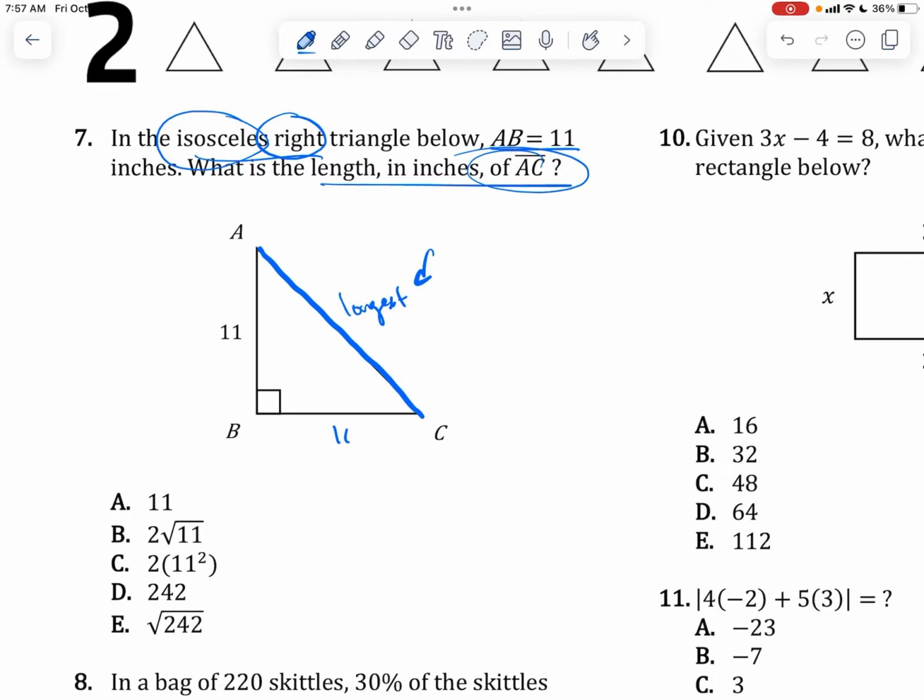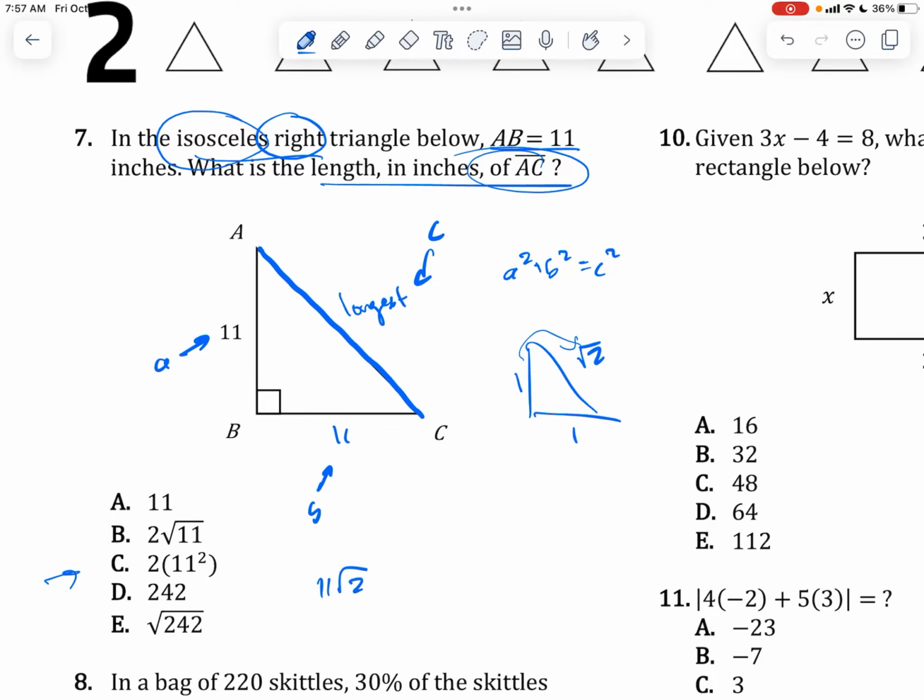AC is the longest. You can either use the Pythagorean theorem, a squared plus b squared equals c squared. In this case, this is a, this is b, and your longest is c. You can calculate it that way. Or you can just remember the fact that for a right isosceles triangle, if you have 1, 1 for side lengths, you would have square root of 2 for the hypotenuse. You basically just take the side length and multiply by square root of 2, and that is your answer for the hypotenuse.